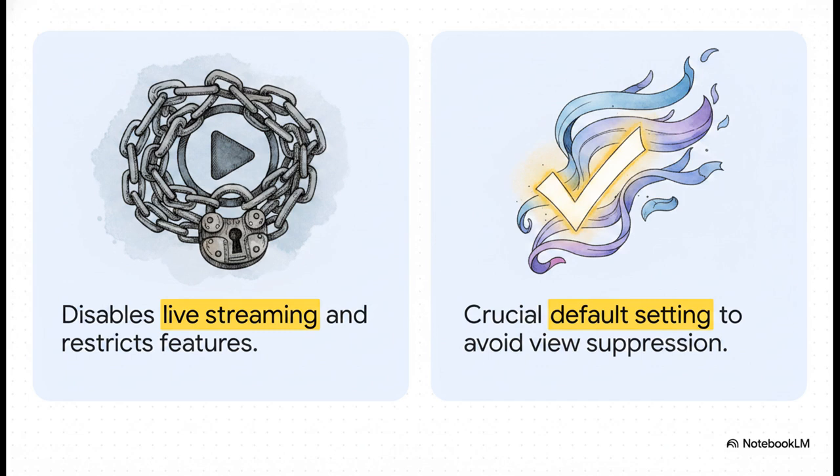For example, if you accidentally set it to made for kids when it isn't, YouTube will disable your ability to live stream and restrict a bunch of other key features. You'll suffer from low views, and you'll falsely think your content is bad when the reality is just a misconfigured setting. Always ensure this is set to not made for kids if your content is for a general audience.